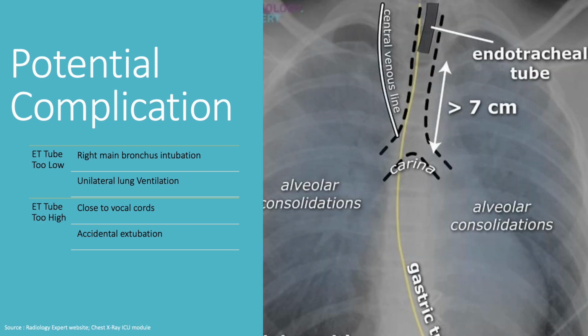In contrast, if the endotracheal tube is positioned too high, the tip may lie close to the vocal cords. This significantly increases the risk of accidental extubation, damage to the vocal cords, or aspiration, particularly with patient movement or coughing. Ventilation may also be inadequate, and an air leak around the cuff can occur, reducing effective oxygen delivery. For these reasons, a tube positioned too high is just as clinically important to recognize as one that is too low.